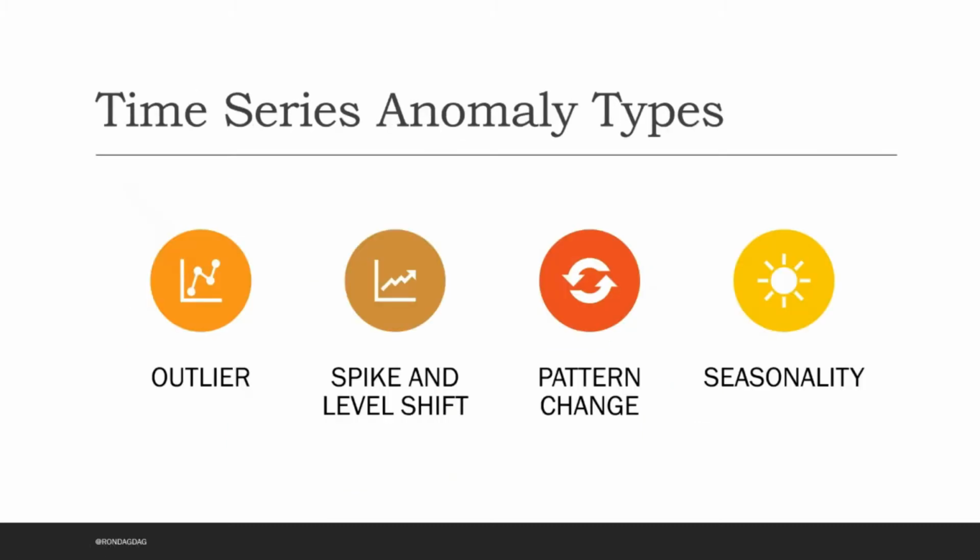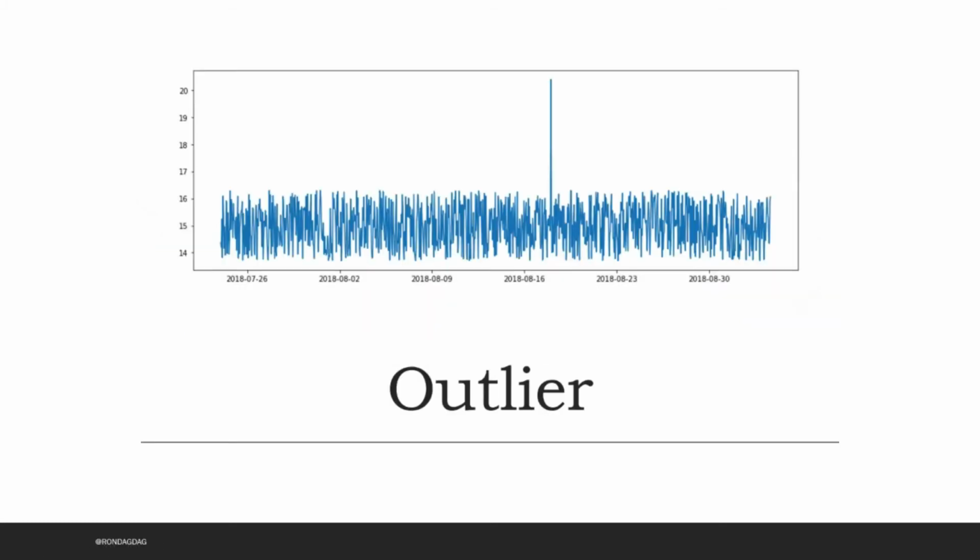So time series anomaly types could be an outlier, spike and level shift, pattern change, and seasonality. I'll talk more about that. An outlier would be something like, you have your time series data, there's a time component, and of course your data set, and then suddenly it spikes up. That's considered an outlier.